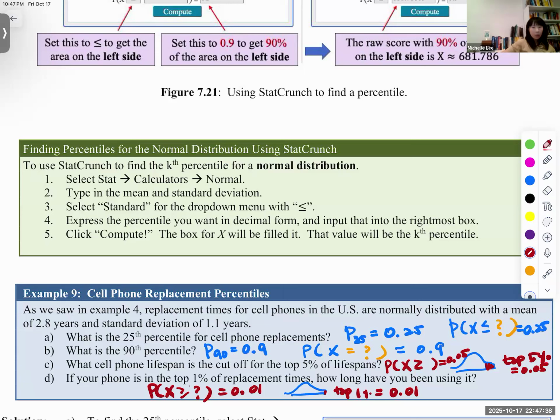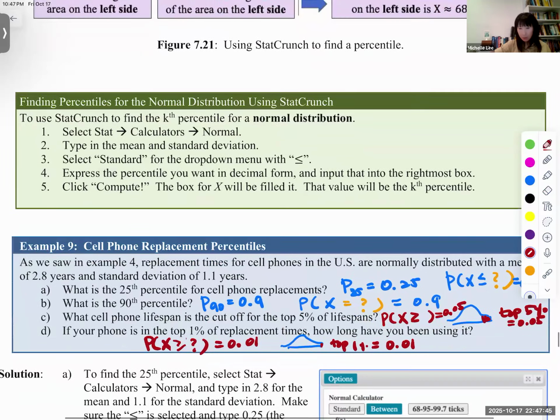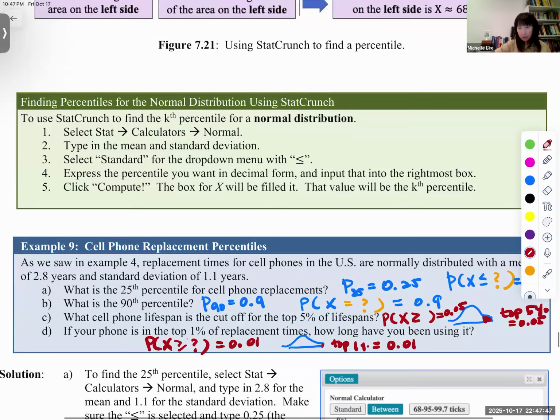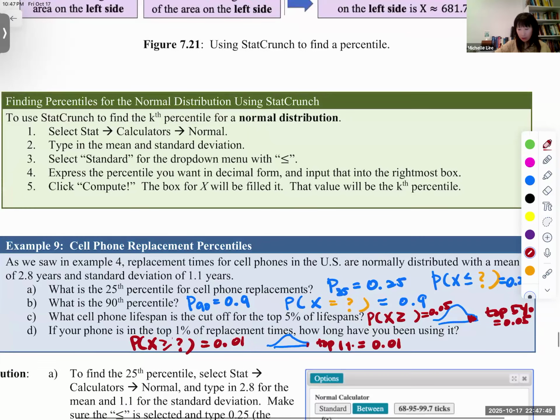Okay, let me take a picture and then I'm going to show you everything in StatCrunch. You cannot see this one well. I'm so sorry. Oh my gosh, you do not see that. Okay. Sorry.